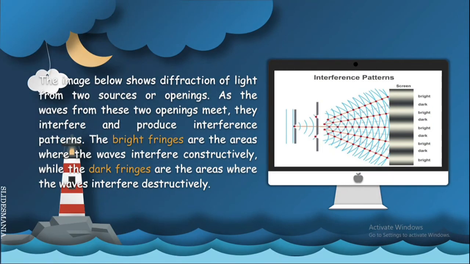The image below shows diffraction of light from two sources or openings. As the waves from these two openings meet, they interfere and produce interference patterns. The bright fringes are the areas where the waves interfere constructively, while the dark fringes are the areas where the waves interfere destructively.